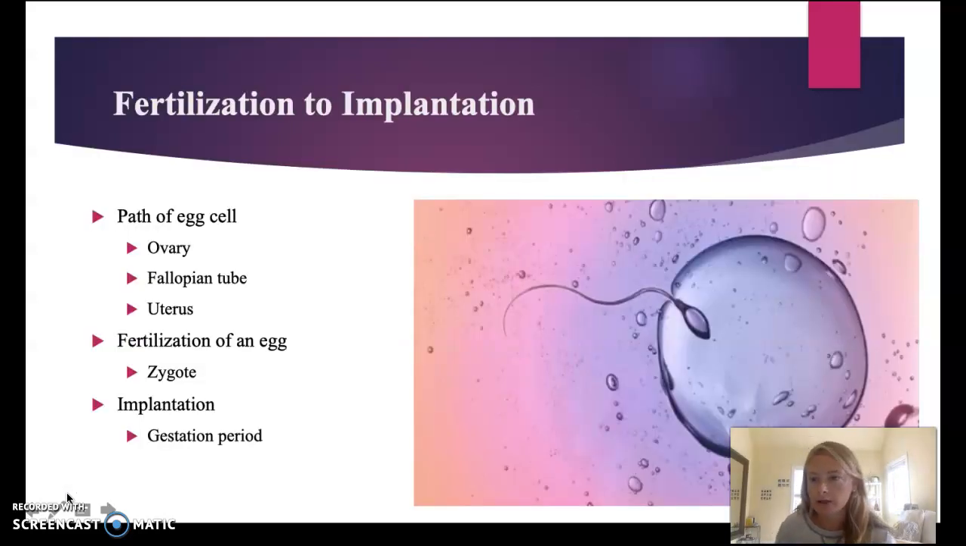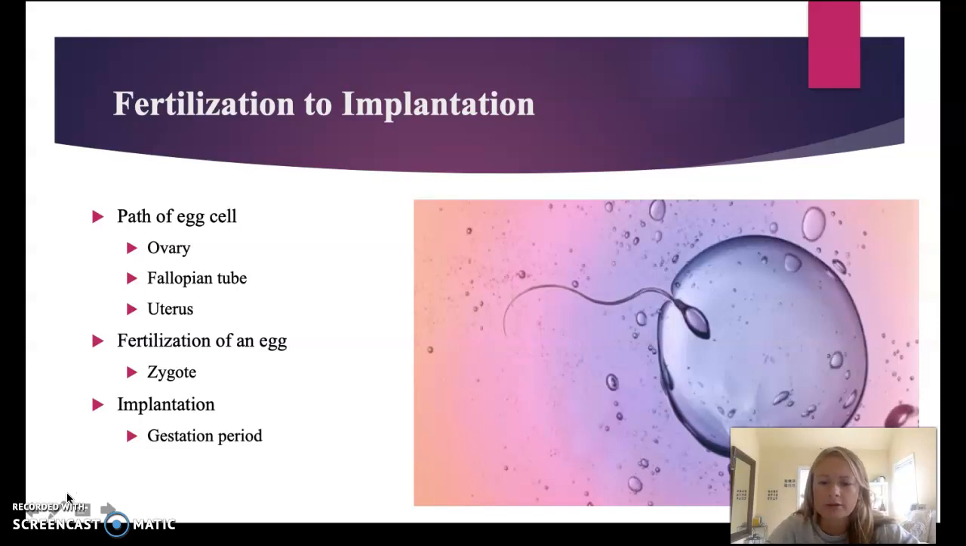So first, let's talk about fertilization to implantation. Once an egg is fertilized, it becomes a zygote, and it begins mitosis, slowly making its way along the fallopian tube to the uterus, where it will remain throughout the gestation period. So the pathway of the egg cell starts in the ovary, then it travels through the fallopian tube, and finally its final destination is the uterus.